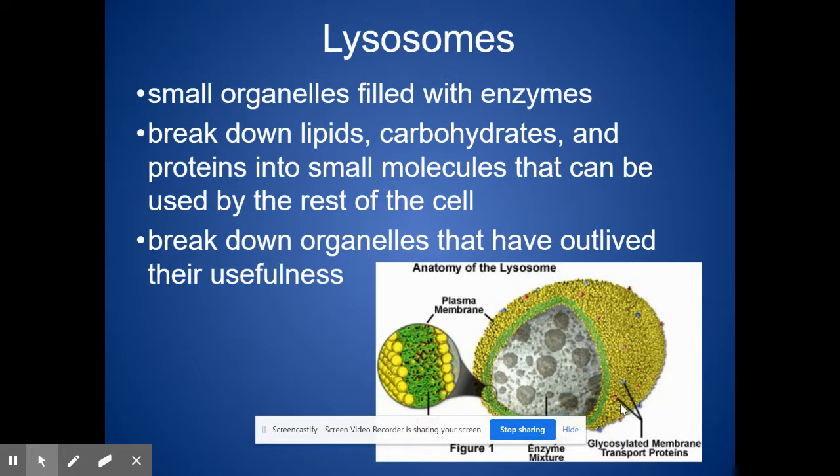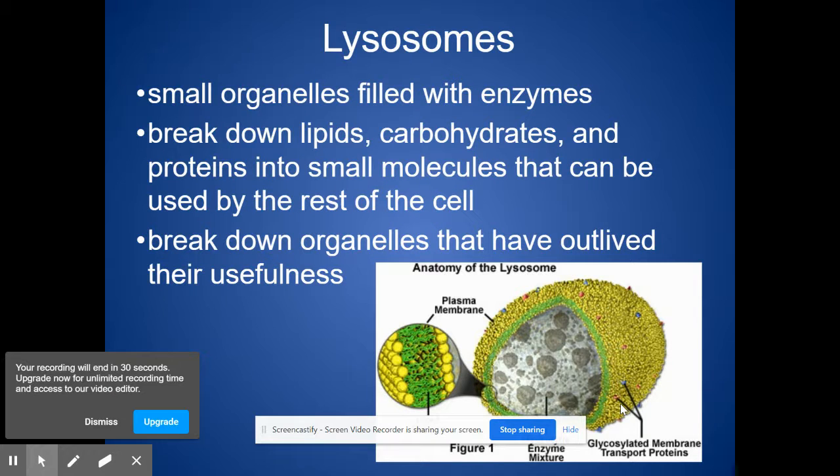Lysosomes, you can think of the lysosomes like the recycling center of the cell. These are small organelles filled with digestive enzymes. They break down lipids, carbohydrates, and proteins, all those macromolecules that we learned about last unit, into small molecules that can be used by the rest of the cell. That's why I said it's like a recycling plant. So it breaks down proteins and also other organelles that have outlived their usefulness and redirects them for a new purpose.